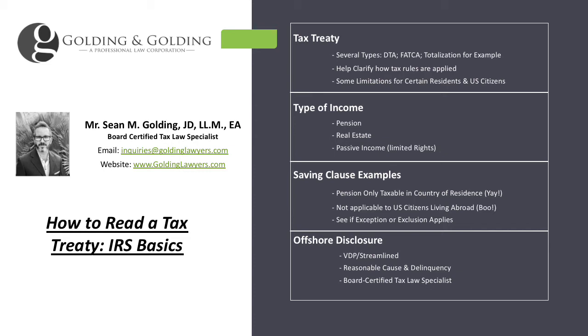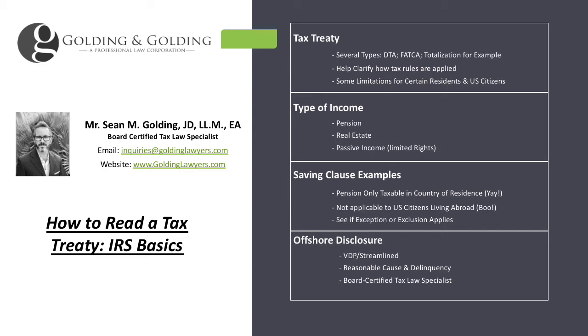Sometimes it will say something like shall only be taxable, and then it'll identify the contracting state or the other state. That's very important, because when it says something like that, then you know only one of the countries is going to be able to tax the income. That could have a significant impact, especially if there's no tax in that other jurisdiction.